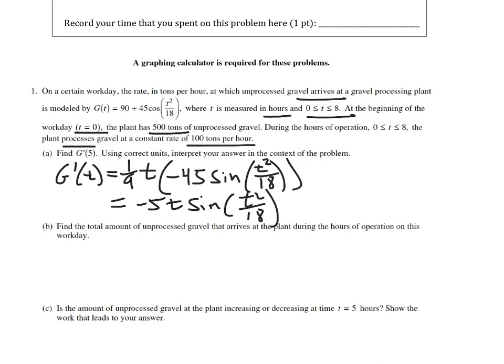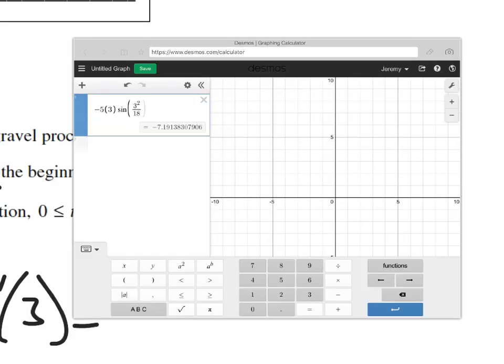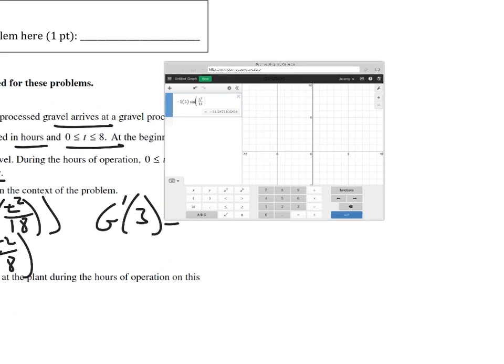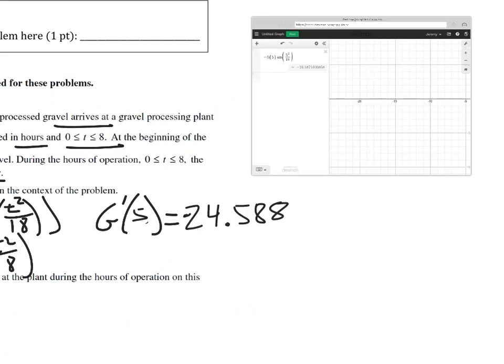So G prime of 3 is, wait a minute, we don't want G of 3, we want G of 5. Got to read the problem carefully. So we get negative 24.588. And that is negative, which is the most important thing.